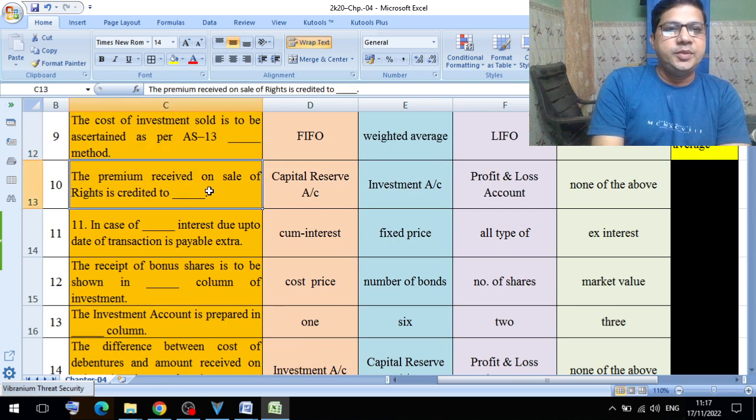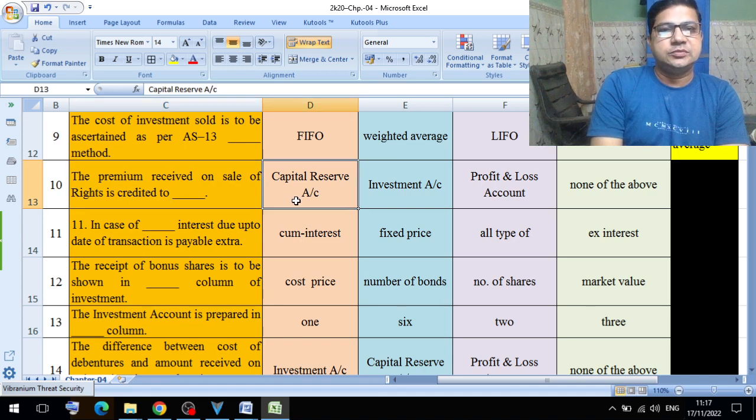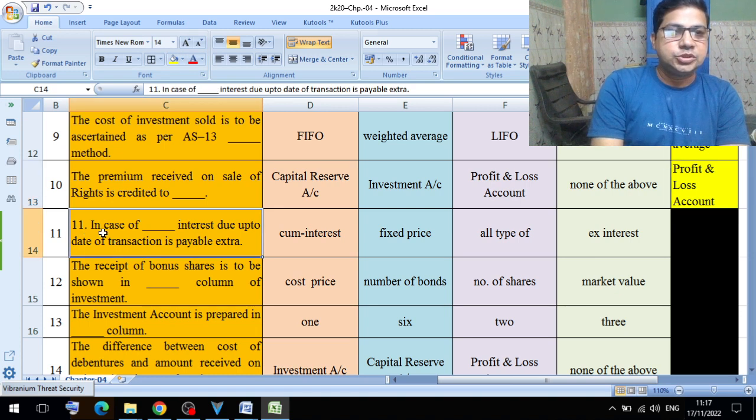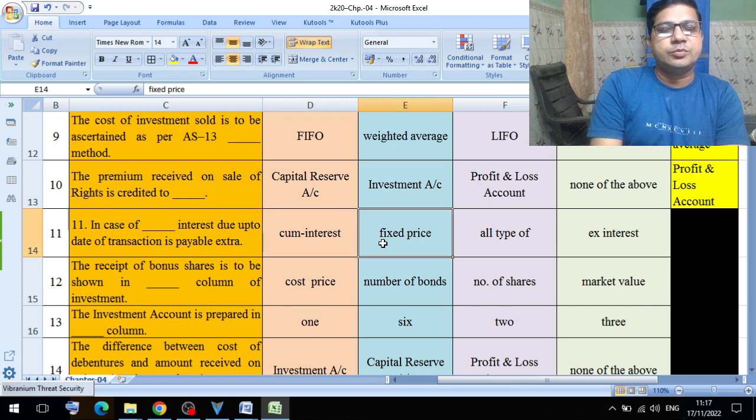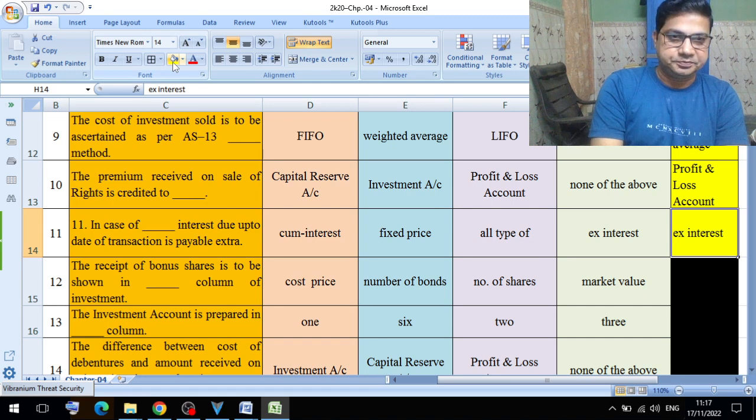Next, the premium received on sale of rights is credited to dash. Capital reserve account, investment account, profit and loss account, none of the above. So here the best option is profit and loss account. Next question: in case of dash, interest due up to the date of transaction is payable extra. Option A cum interest, option B fixed price, option C all types of, option D ex interest. So here the answer is ex interest.